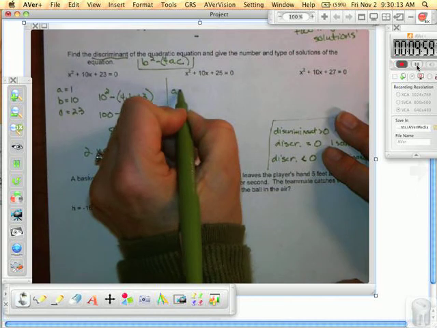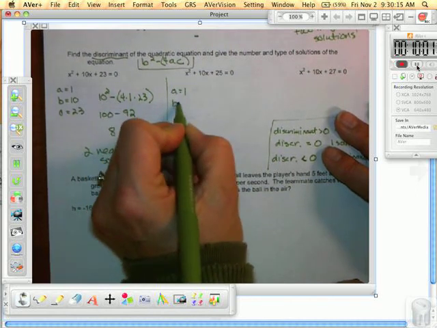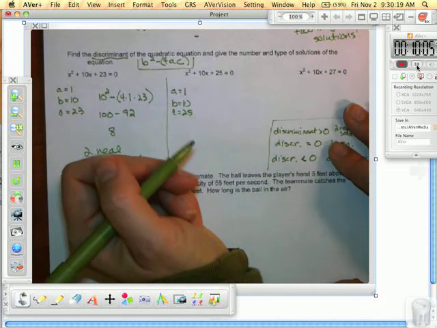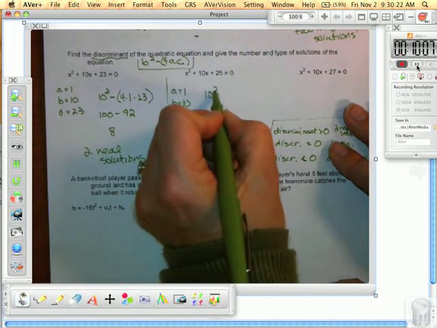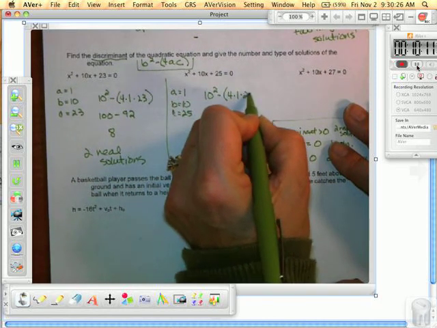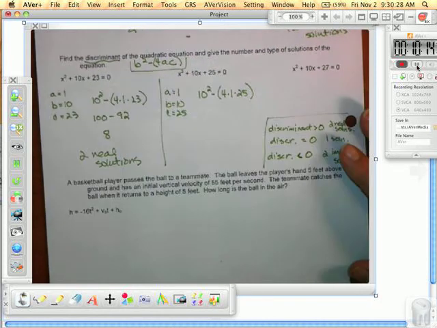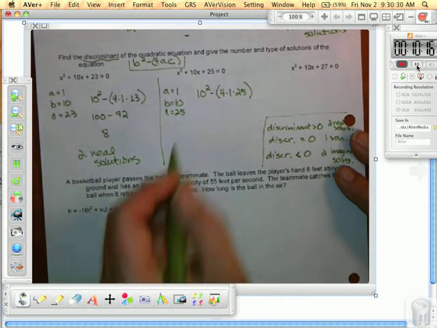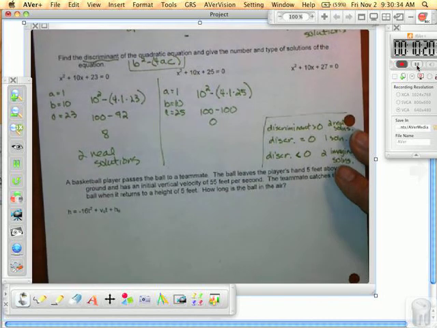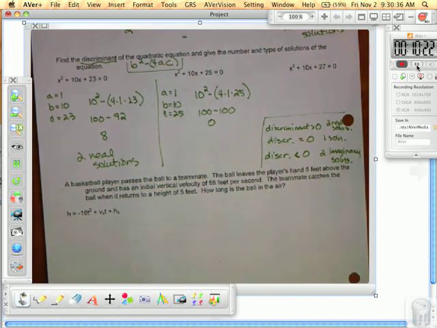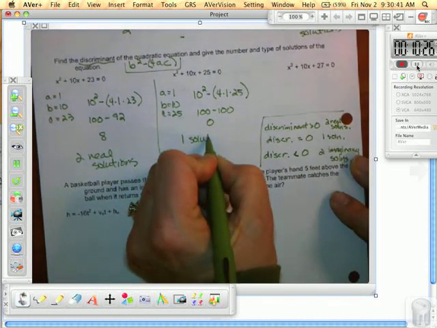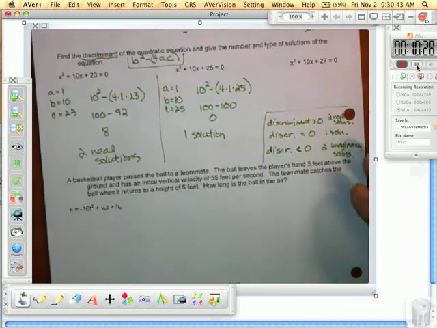Okay, a is 1, b is 10, c is 25. If I plug it into b squared minus 4ac, I get 10 squared minus 4 times 1 times 25. Can you see what's going to happen here? Yeah, that's good. 100 minus 100, which is 0. So how many solutions are there? One solution. Basically, that means the vertex is right on the x-axis.